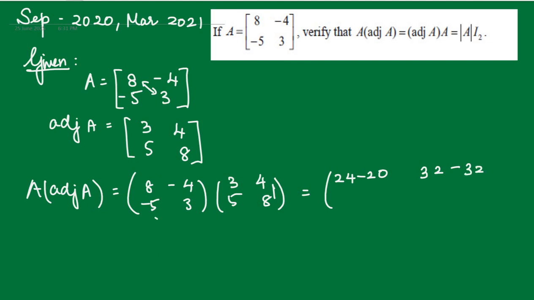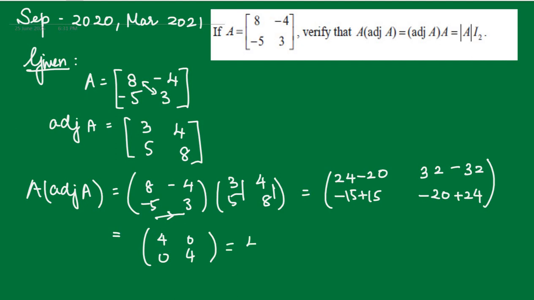Next we move on to the second row first column element, so that is minus 15 plus 15. Second row second column elements will be minus 20 plus 24. Now the value of A into adj A is 4 0 0 4, which is equal to 4 into the unit matrix 1 0 0 1. Let us have it as equation number 1.